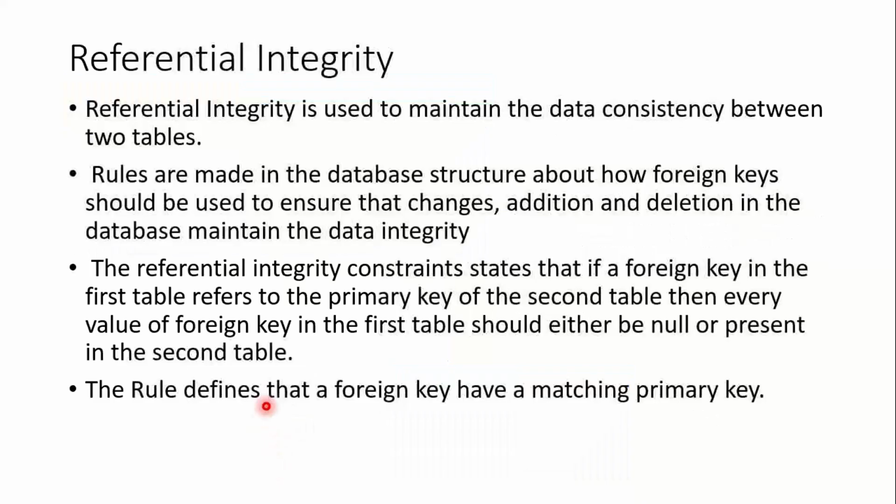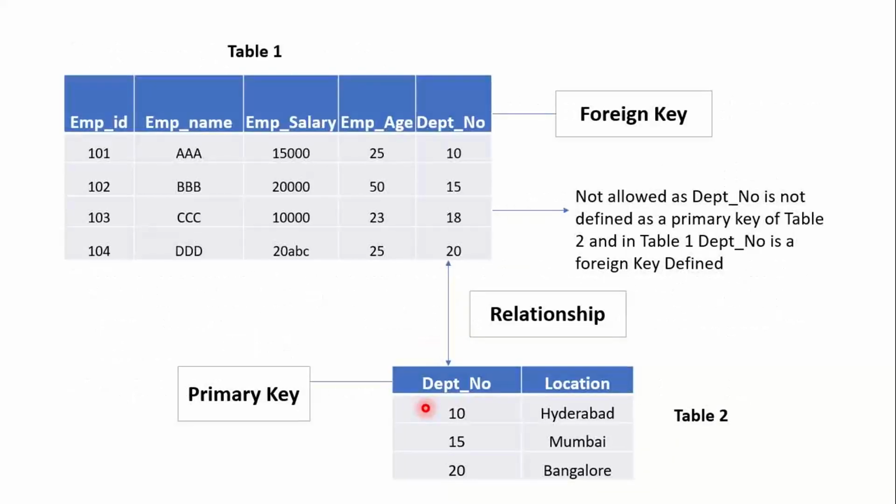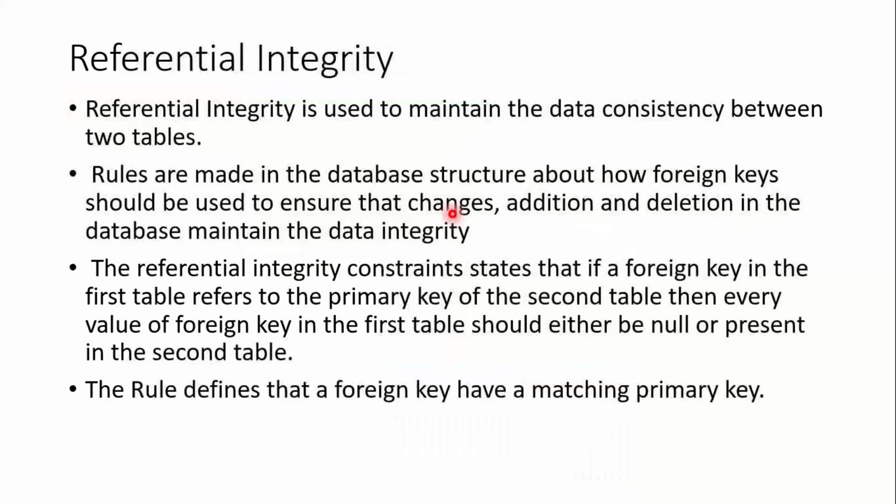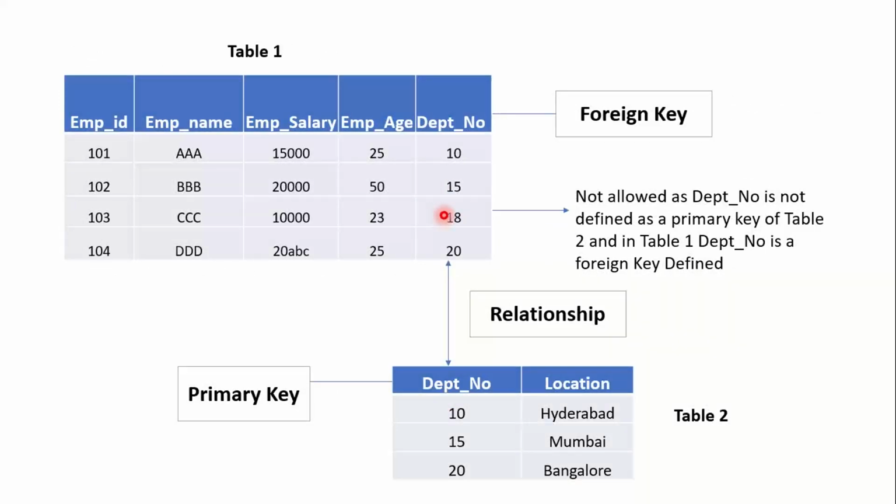So what is our referential integrity constraint? It says that every value of foreign key in the first table should be present in the second table. Every value which is present in the first table should be present in the second table. See, this value is not present, so it is violating the referential integrity. Or if you don't know the value, then you can keep it as null.